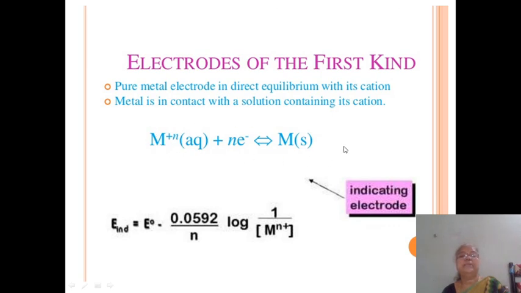This is the representation of the metal ion electrode, and this is the Nernst equation for the electrode. E is equal to E0 minus 0.0592 upon n into log 1 by M raised to n plus. That means the electrode potential only depends on the concentration of the electrolytic solution.